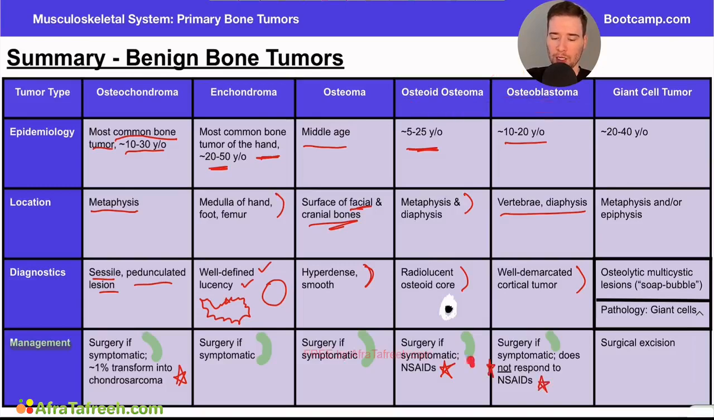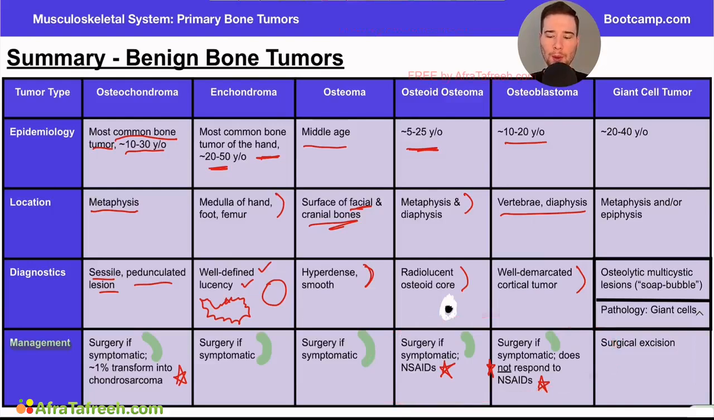If a patient has osteoid osteoma that is causing them pain, they take anti-inflammatories, they report the pain gets better. If a patient has an osteoblastoma and they take anti-inflammatories, they report no changes or minimal improvement in the pain. Again, a key contrasting point that the board writers love to ask you about on test day.